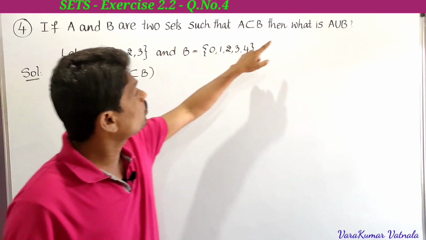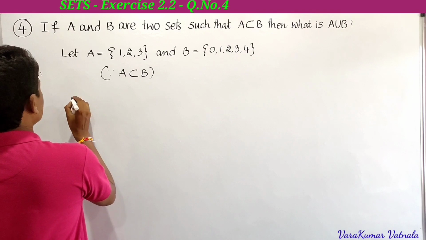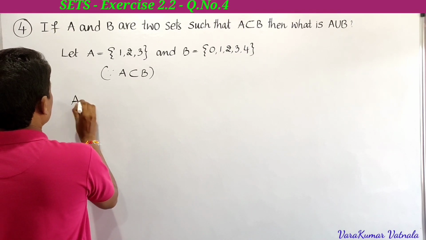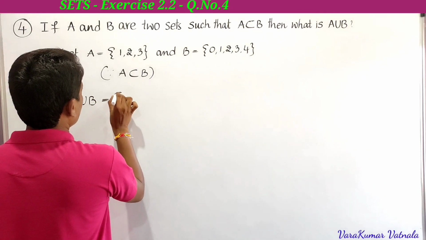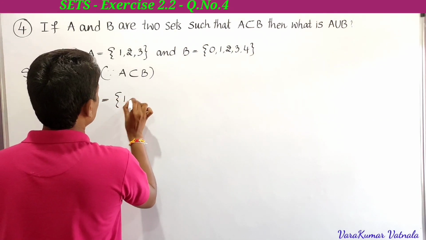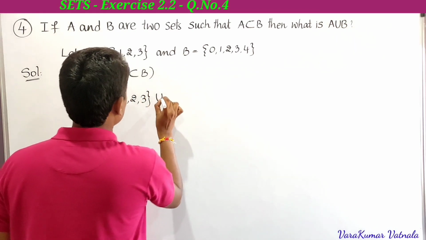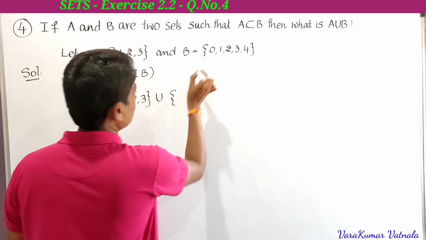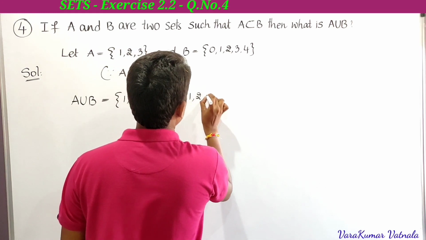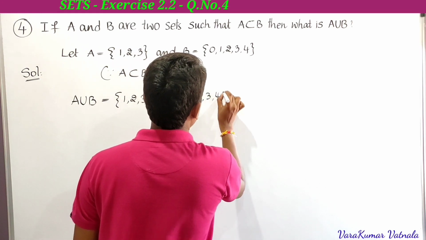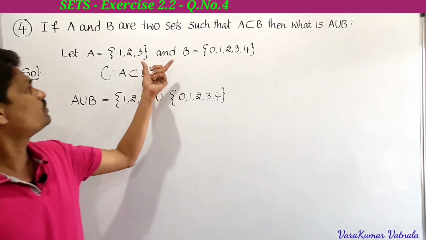He is asking what is A union B. If A is a subset of B, then A union B is equal to what he is asking. So first write set A. Set A is 1, 2, 3, union, set B. What is set B? 0, 1, 2, 3, 4. So this is set B. We have just taken this as an example.